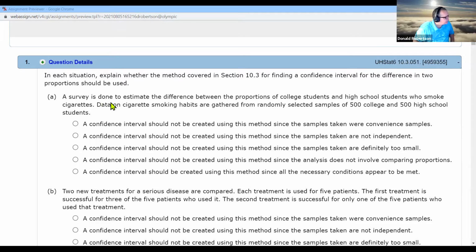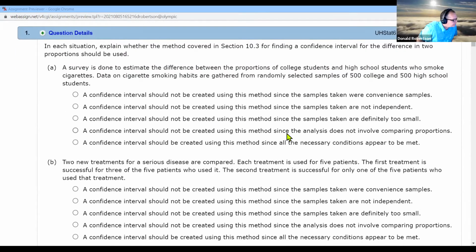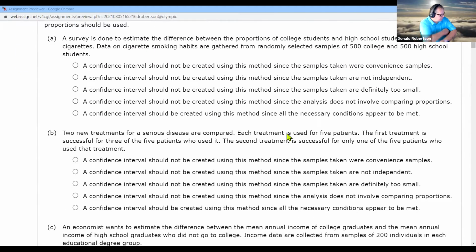So in the first story, a survey is done to estimate the difference in proportions of college students and high school students who smoke cigarettes. Data on cigarette smoking habits are gathered from randomly selected samples of 500 college and 500 high school. So here are our choices. A confidence interval should be created or should not be created.